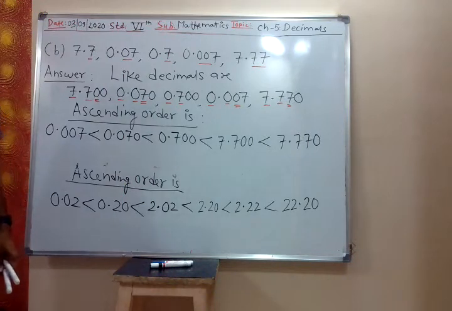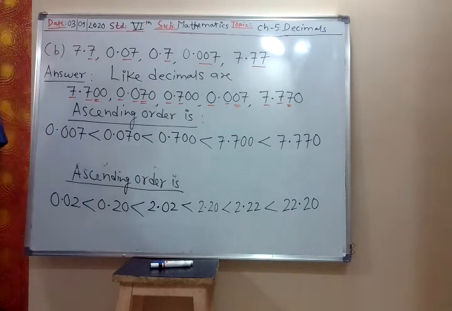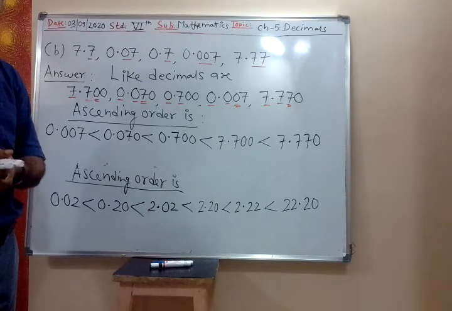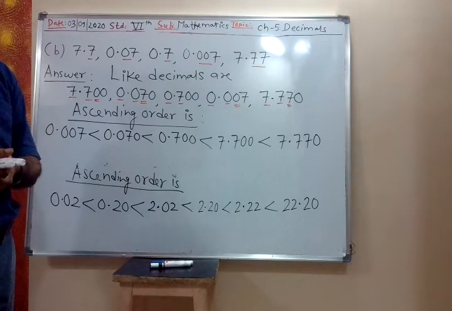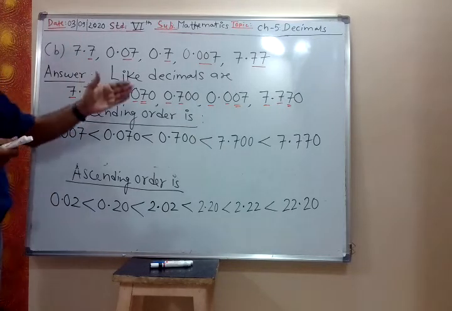In this way we have arranged the numbers in the ascending order. First we write them as like decimals. Like decimals means they must have the same number of digits after the point. Once you convert them into like decimals, for writing them in the ascending order, we start with the smallest number and end with the largest number. To find the smallest number, we compare the digits from the left.